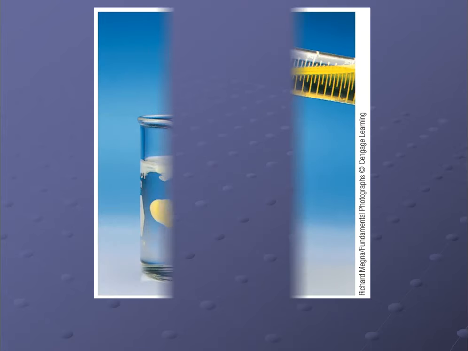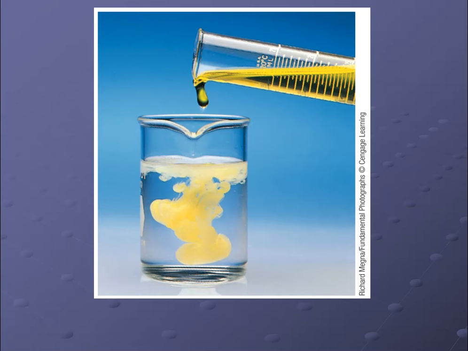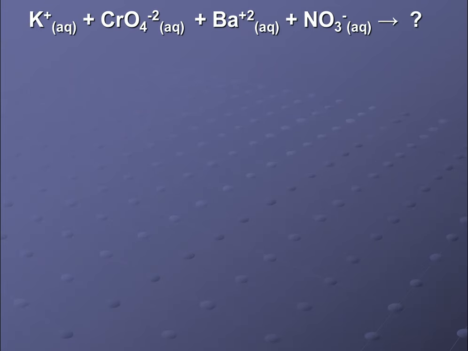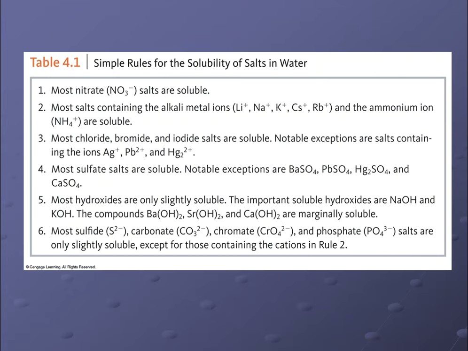Okay, these are just going through some examples. There's a nice, pretty yellow precipitate for you. And this talks about what that solid is and how you predict that. But what I wanted to look at was, here's your solubility rules.